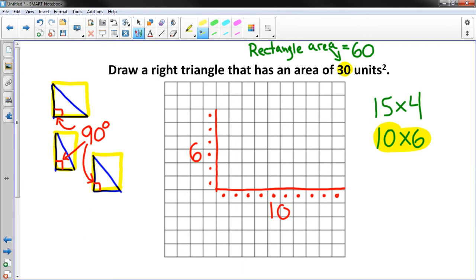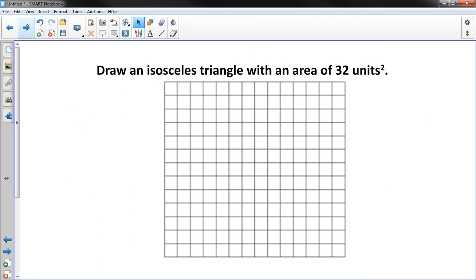The imaginary rectangle is here, and that would be 60, but we're going to cut it in half. We're actually going to do this, and now the area inside equals 30 because we cut that in half, and it's a right triangle. We've got two more to do.